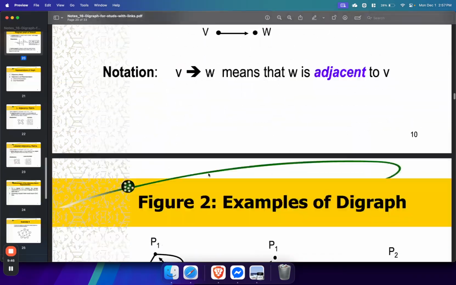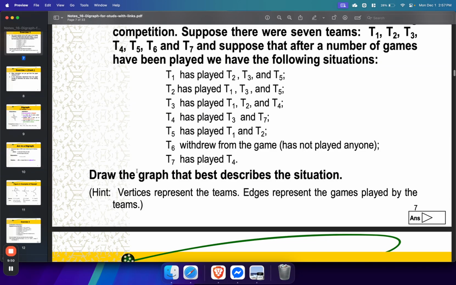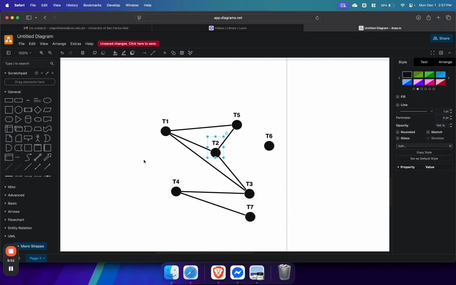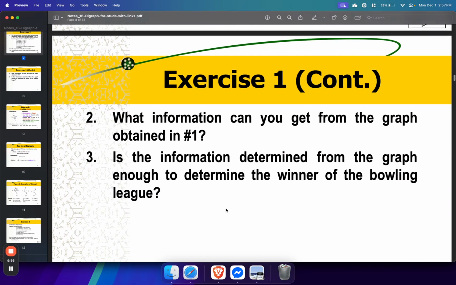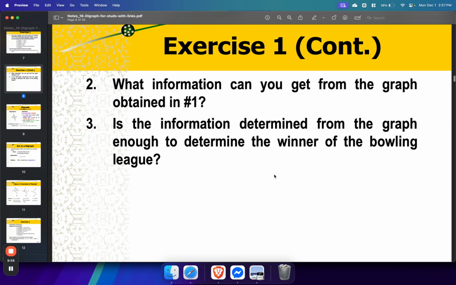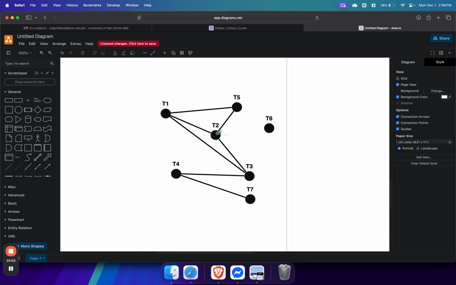So anyways, let's go back. For that activity, you just had to draw this specific graph. Now, what comes next? So what information can you get from the graph obtained in number 1? The easiest information you can get is you will know which teams played with each other.